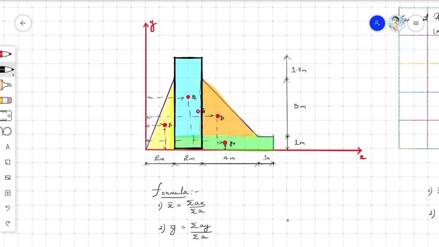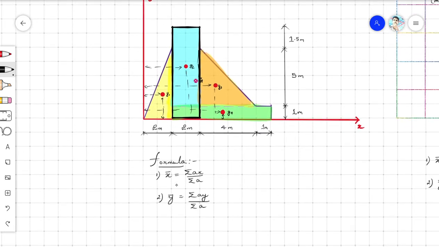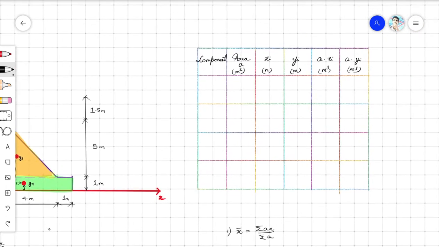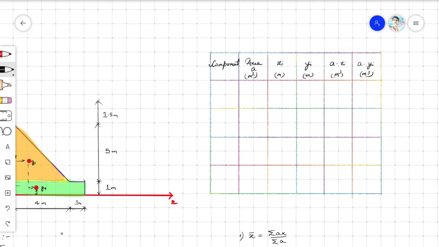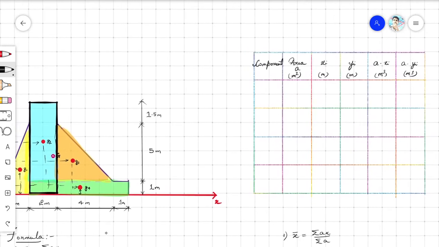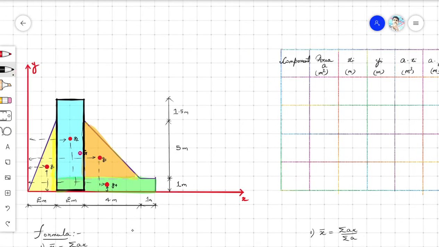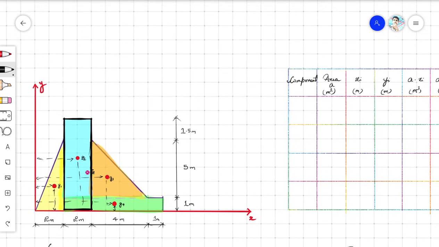So let us go with the formula. The formula is x bar is equal to summation of ax by a, that is moment of area by total area, as well as y bar is equal to summation of ay divided by total area, that is moment of area by total area. So let us go with the components. This is a very easy numerical once you understand the concepts. Just make sure you understand the concept.